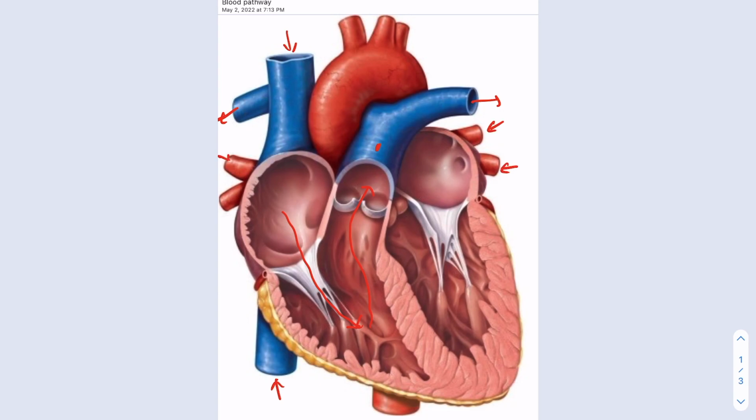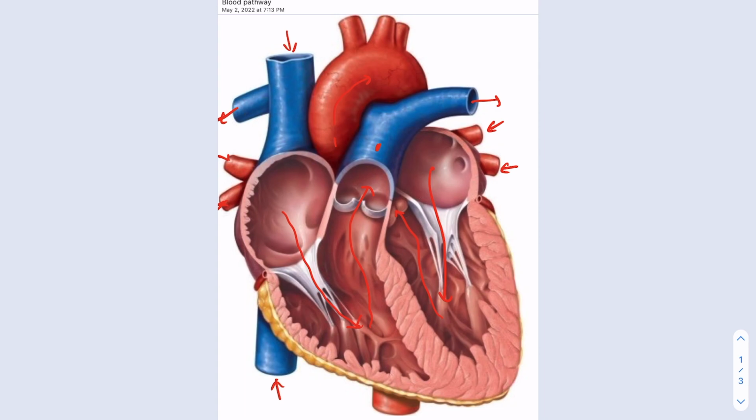And then there are right and left pulmonary veins. Right and left pulmonary veins carry the blood into the left atrium. Left atrium then opens into the left ventricle through the bicuspid valve or the mitral valve. Blood from the left ventricle then moves through the aortic valve into the ascending aorta and then to the aortic arch.